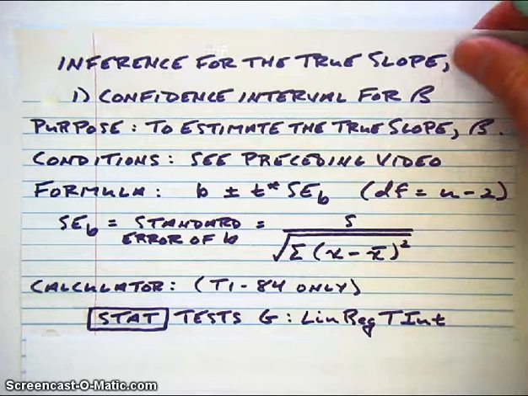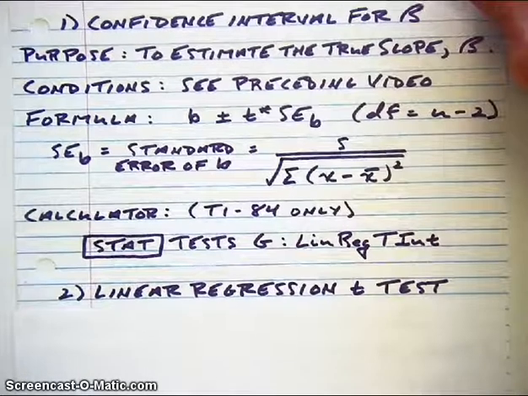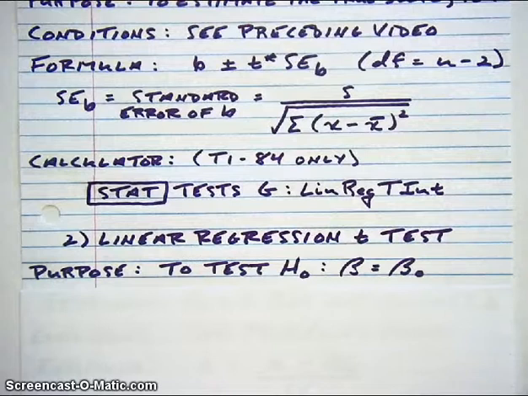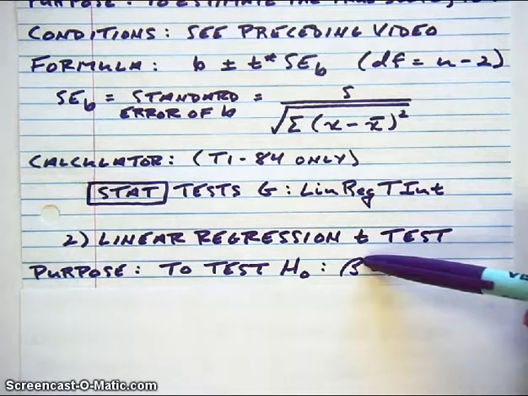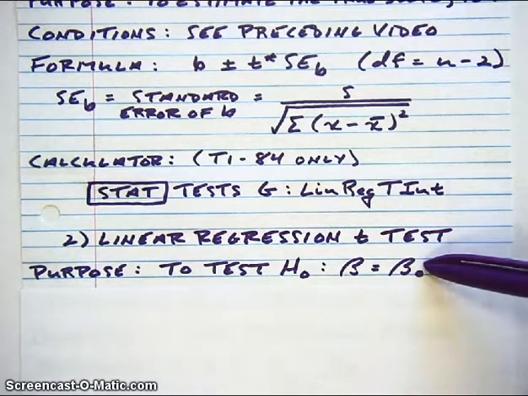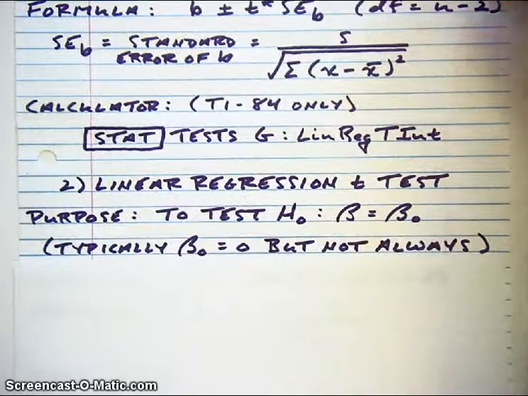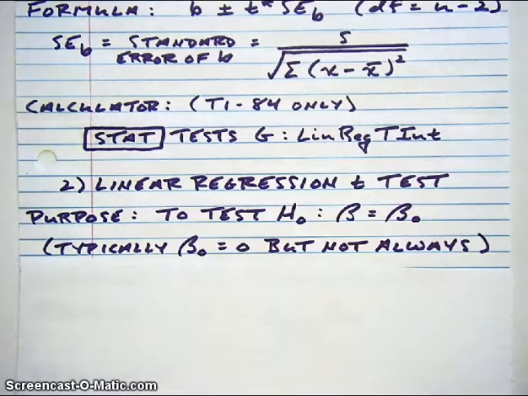The other procedure we're going to look at is the linear regression t-test. In this procedure, the purpose is to test the null hypothesis that beta is equal to beta naught. Beta is the true slope. Beta naught is some hypothesized value of that. Typically, beta naught is equal to 0, but not always.